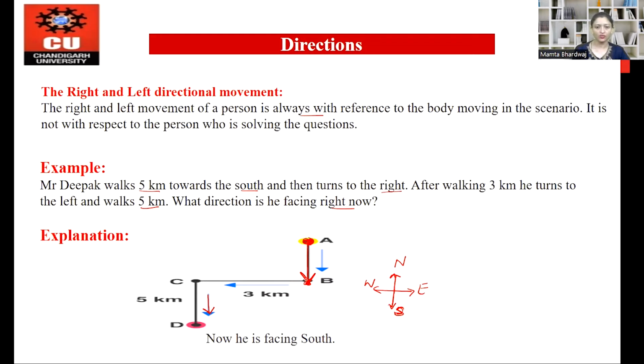So now he turns to the right hand side and walks 3 kilometers, and then turns to the left, again left, and walks 5 kilometers. So what is the direction he is facing now? Again, he is facing the south direction, because he is facing towards this direction, and this is the south direction. So he is facing south. Do the next one.